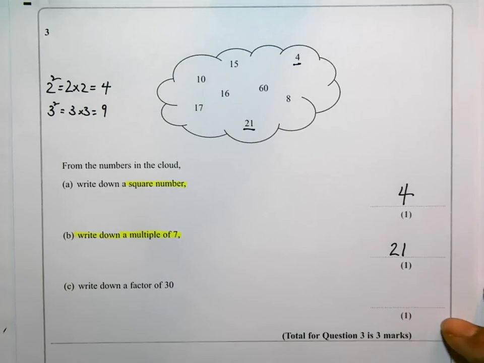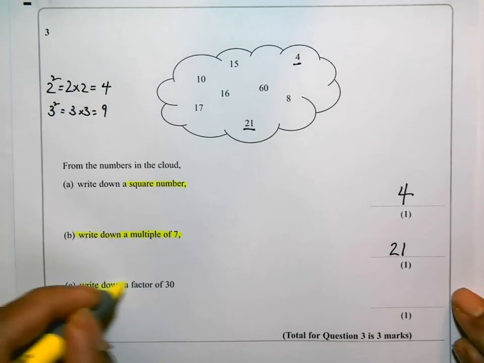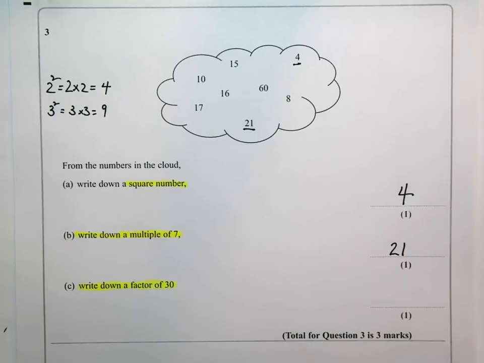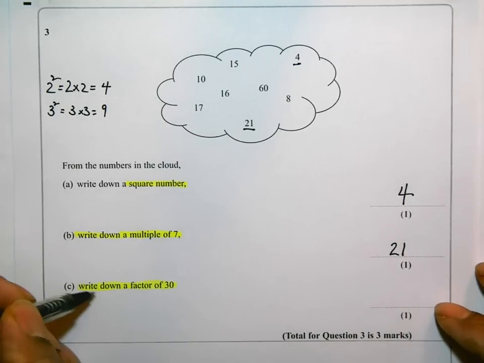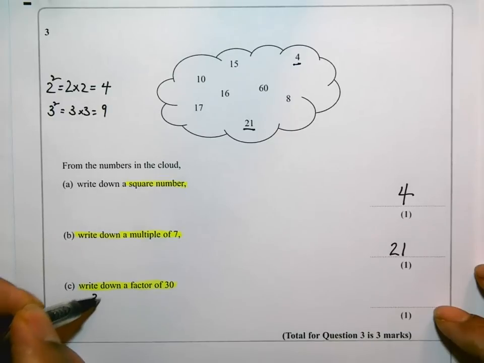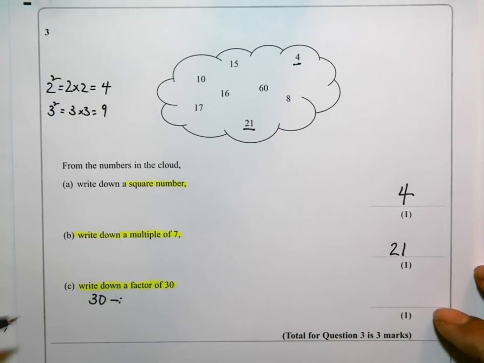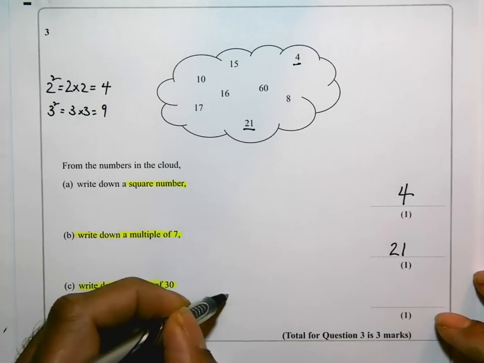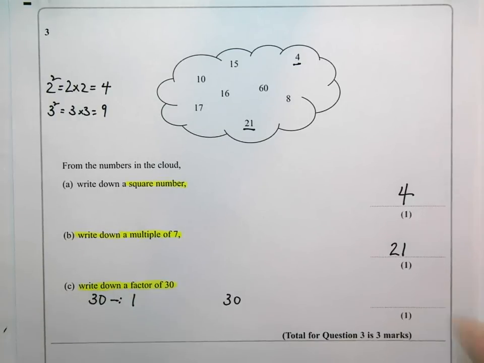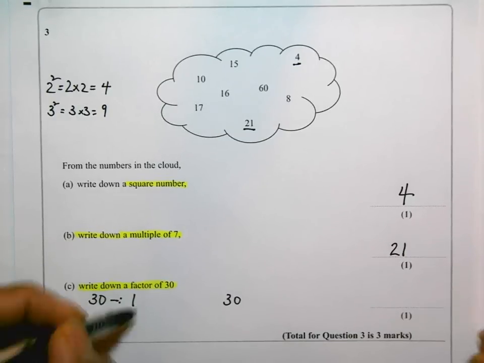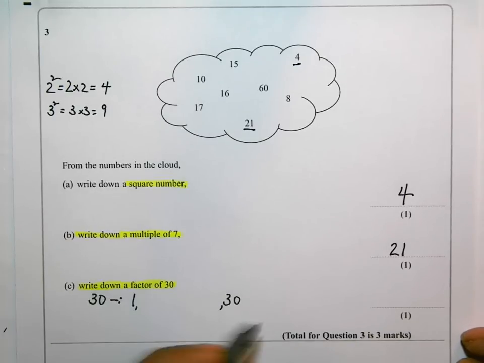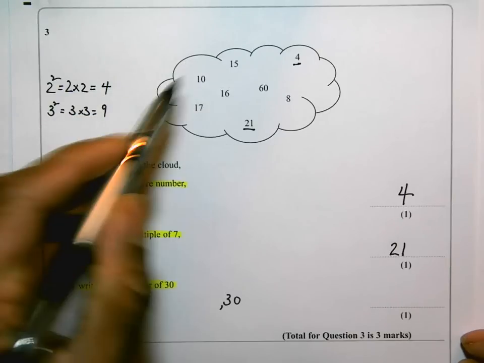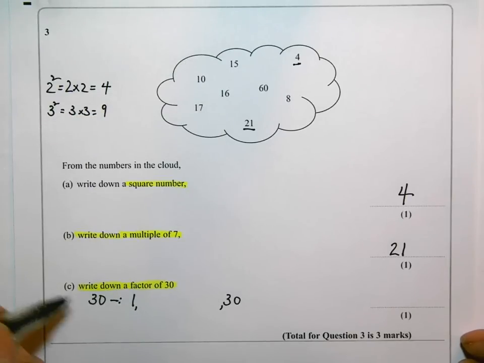And then part C says write down a factor of 30. Now the factors of a number are all the numbers that could go into it. So factors of 30 are 30 and 1. So I'm going to just put that there. I'm going to put them down in pairs, and that's a good way to do this. Now you don't need to write out the factors. You could just look at those and think about all the numbers that could go into 30. But I'm going to write them down here nonetheless.